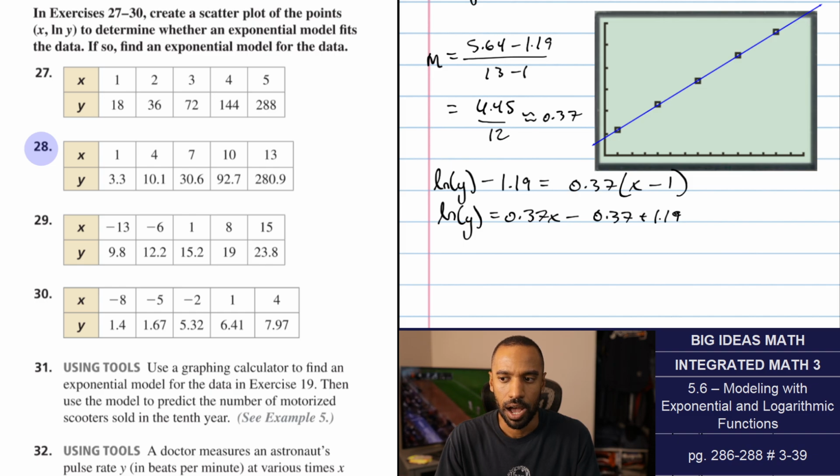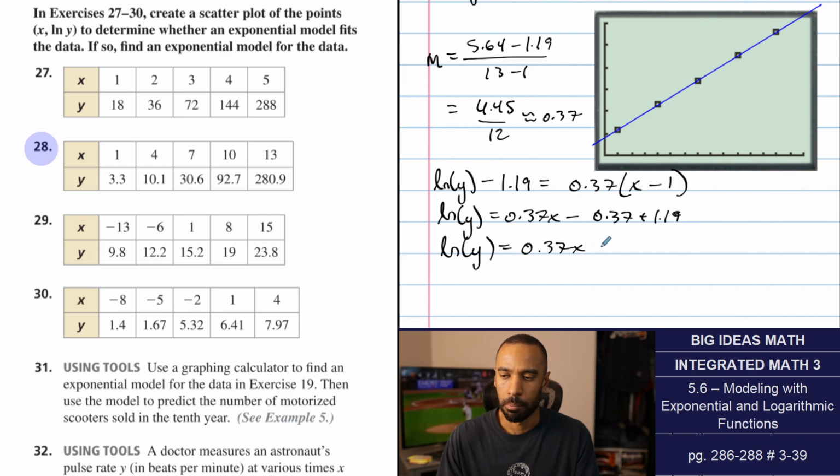So let's see. Let's do that number times, hold on. Okay. So this number, I have 0.37x minus 0.819. I'm sorry, 0.82.